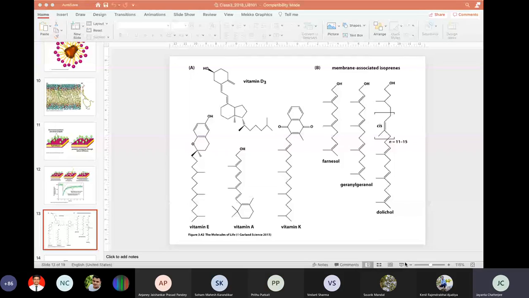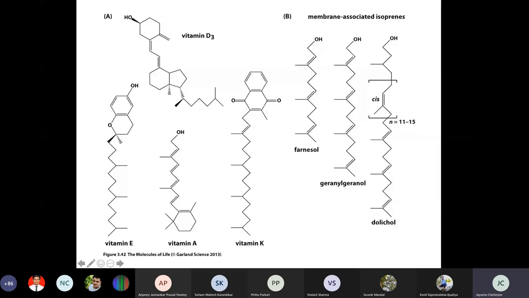That's how these molecules, like farnesol and geranylgeraniol, are very useful. Okay, so they help in tethering proteins onto the membranes. All right. Now, there are also specific regions. Let me finish, and then you can ask the questions.